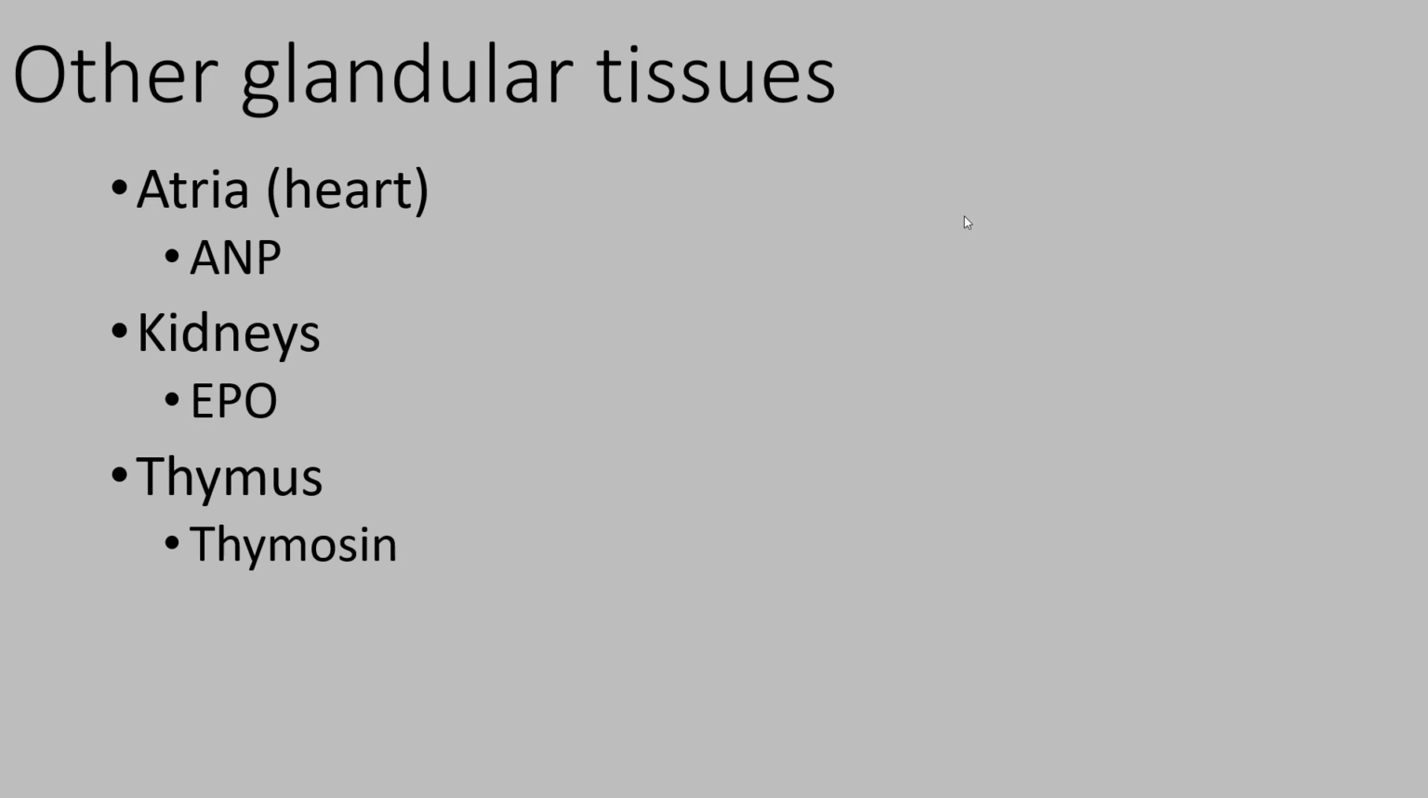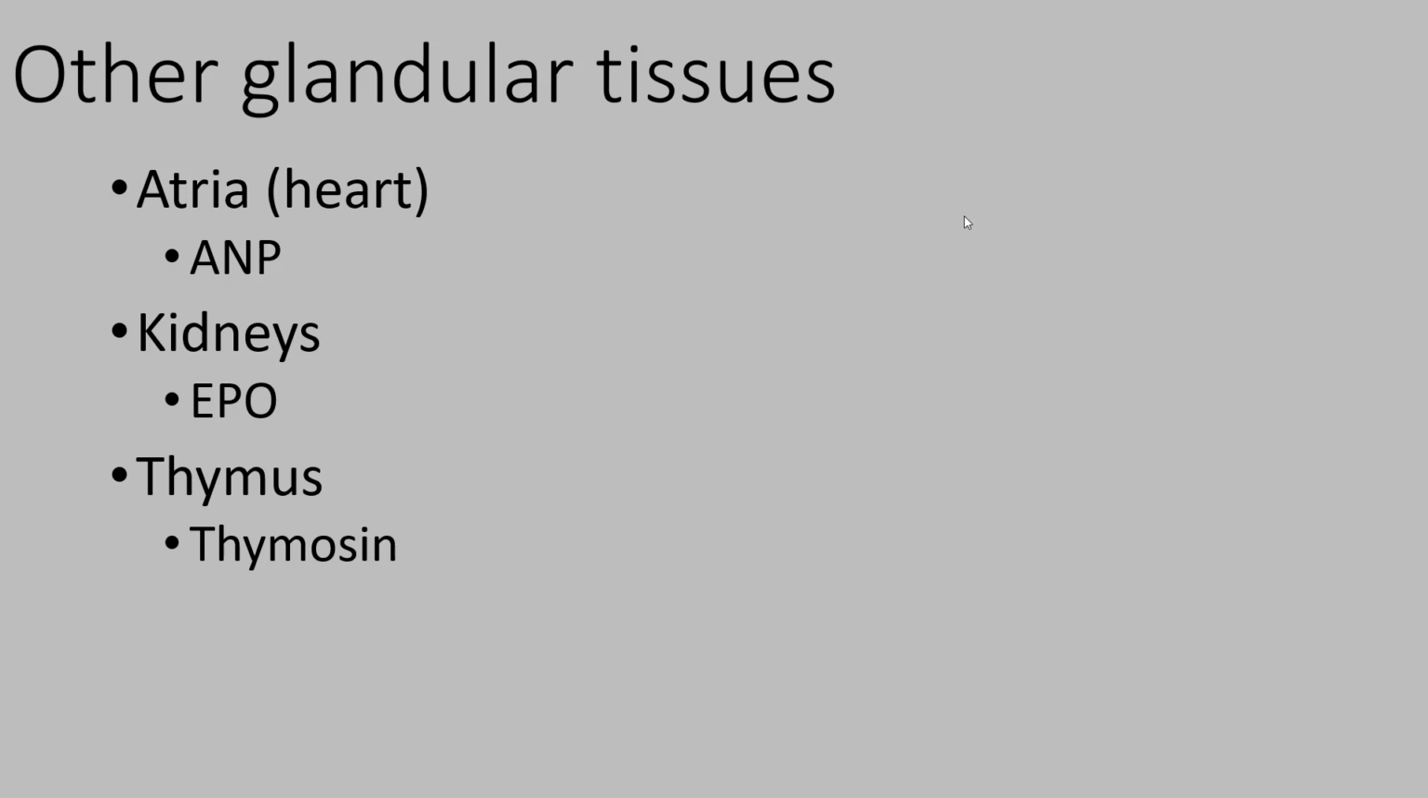Okay, so now let's switch gears and talk a little bit about blood-related topics. The atria, which are the two chambers on the superior or top portion of your heart. These are the receiving chambers of the heart. Well, they release something called ANP, or atrial natriuretic peptide.